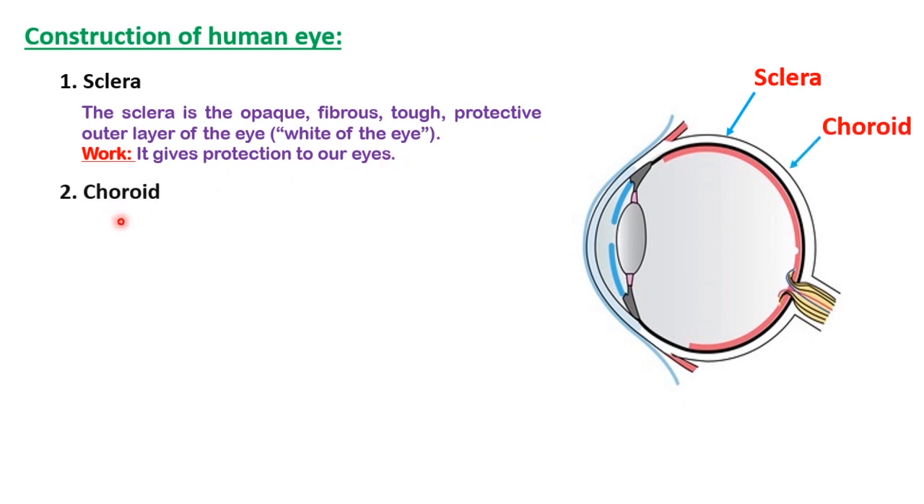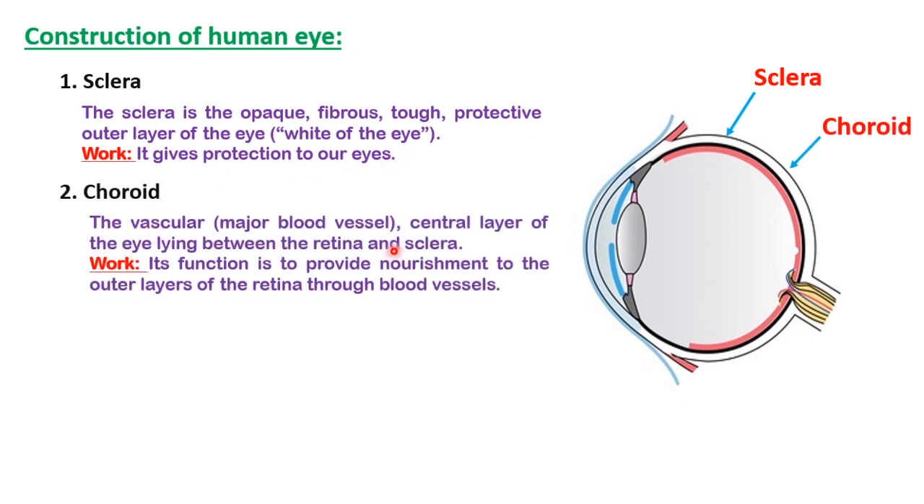Next is choroid. The choroid is a vascular central layer of the eye lying between the retina and the sclera. This red part is the retina, and between the retina and sclera there is the choroid, which is vascular, or we can say has major blood vessels. What is the function of the choroid? Its function is to provide nourishment to the outer layer of the retina through blood vessels. In the choroid there are many blood vessels which give nutrition to the retina. So who gives nutrition to the retina? It is the choroid.